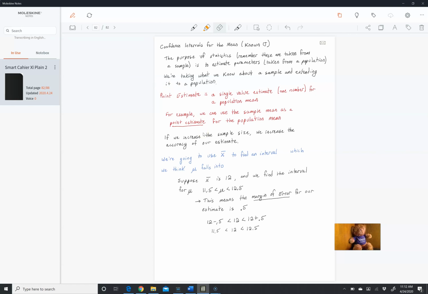Okay, how do we determine the margin of error? It's based on our level of confidence, okay? How confident do we want to be that it falls within this interval? That is our level of confidence. So let's define that.